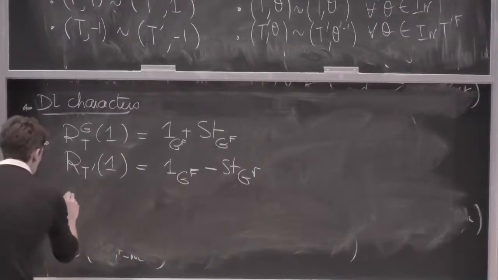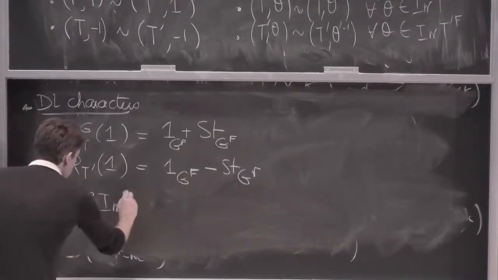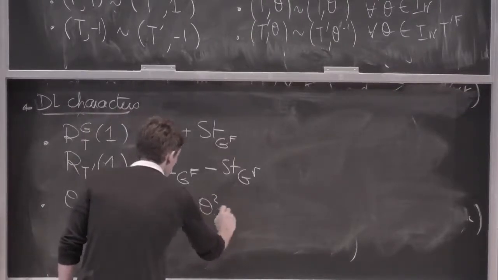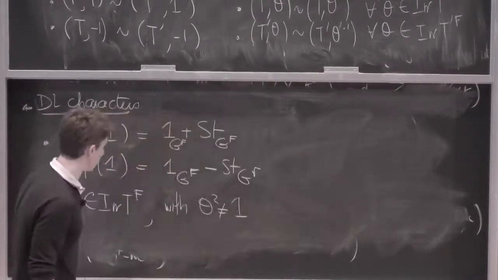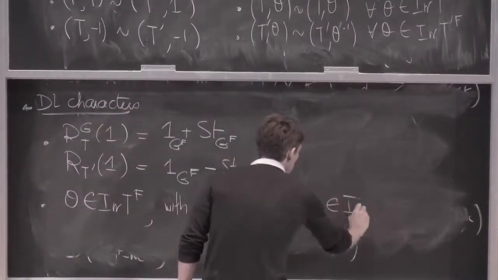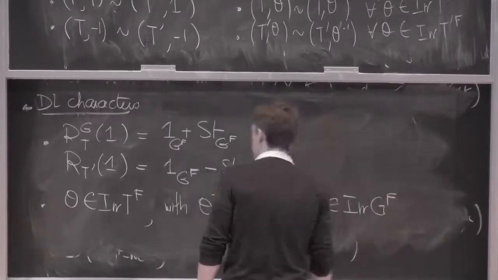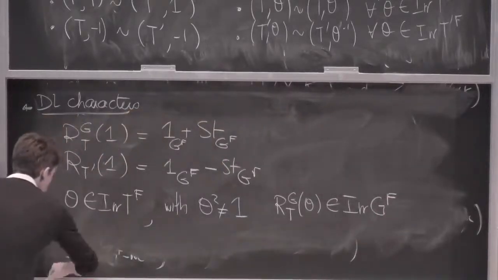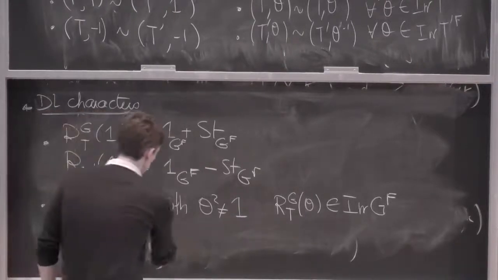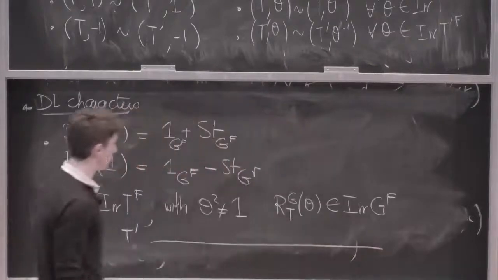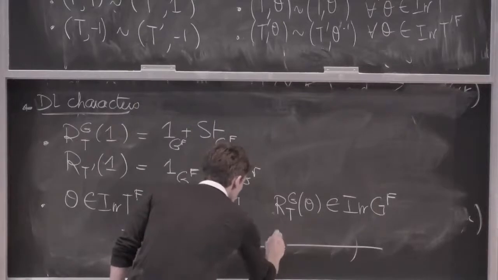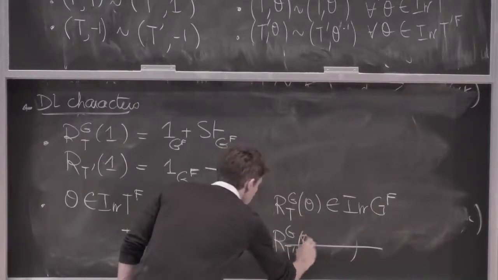Then if you start with theta, an irreducible character of T^F, which is different from plus or -1, R_T^G of theta is irreducible. For the same reason, if you do it with T prime, you get an irreducible character, except that you have to change the sign here. So it's now minus R_T'^G of theta. Okay?